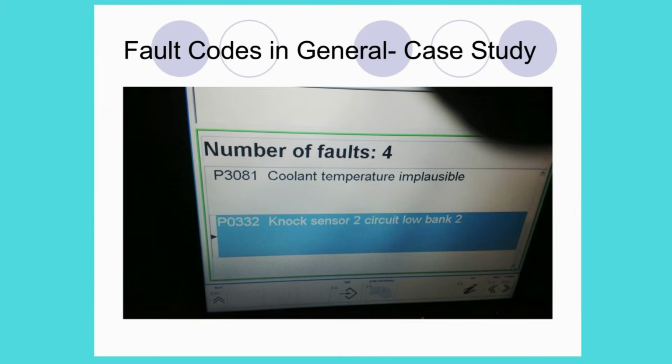In this case study, two faults are present. P3081, note that this fault code does not contain the word circuit. This indicates that it's probably not related to a sensor failure. This is most probably due to a thermostat failure. The next code, P0332, the word circuit indicates a probable sensor failure. The course of action would be to test the sensor. In this specific case, it was found the wire on the NOx sensor on bank 2 was loose.